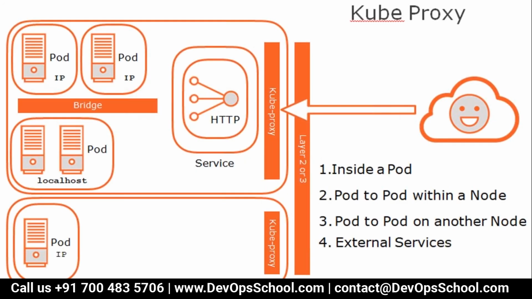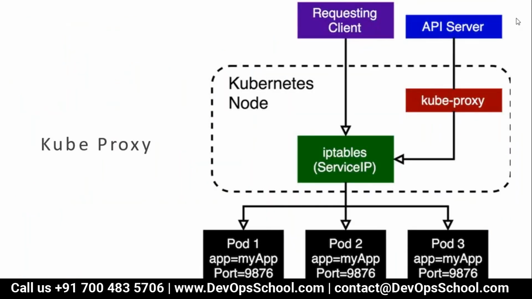Now you see here, you have two nodes, and both nodes have a Kubeproxy, and you see the pod is connected to the bridge. Kubeproxy helps you to communicate pod to pod within a node, pod to pod on another node, and with external services as well. So it's a very useful component. In short, we can call it the Kubernetes networking service, with the help of Kubeproxy, which is the third important component of the Kubernetes worker.